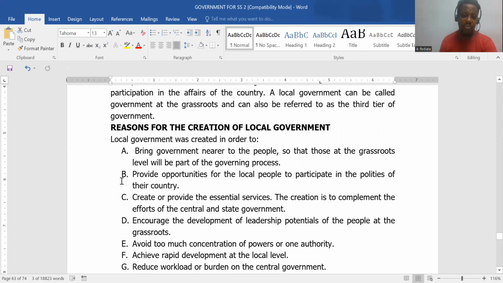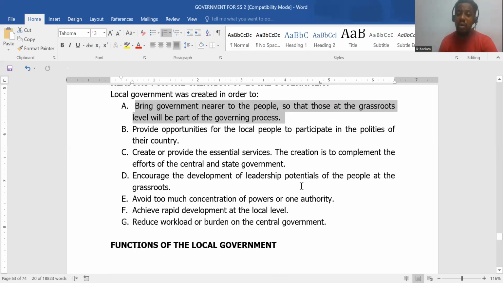So reasons for creating local government. Number one is to bring government to the grassroots, to the people, get government closest to the people so that the people can participate and have a feeling of governance. So it provides the opportunity for the local people to participate in the politics or the policies of their country, right? The local people have the opportunity to be part and parcel of the government of their country. It provides essential services, healthcare facilities, and the likes for the people, right? It also aids to encourage development of the people at the grassroots level.